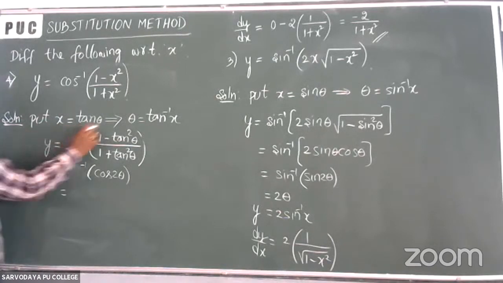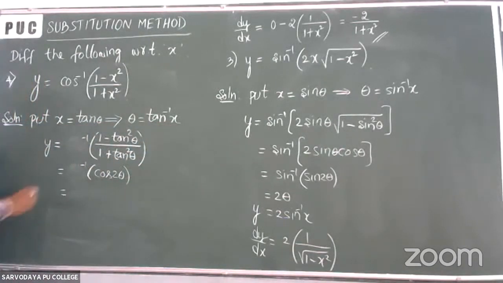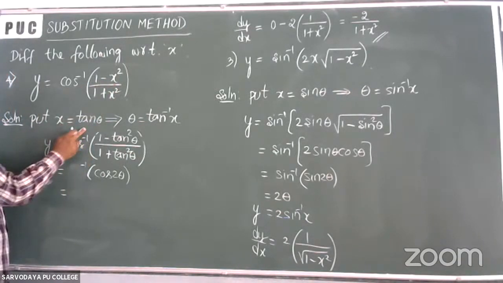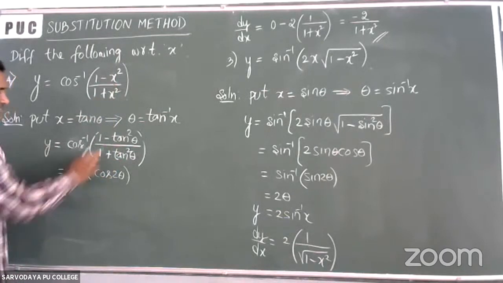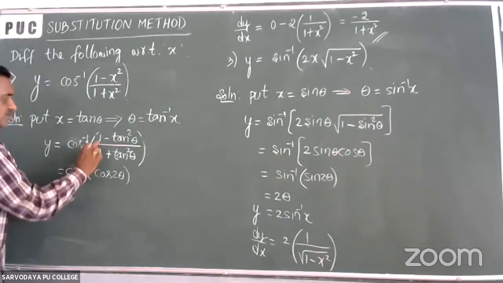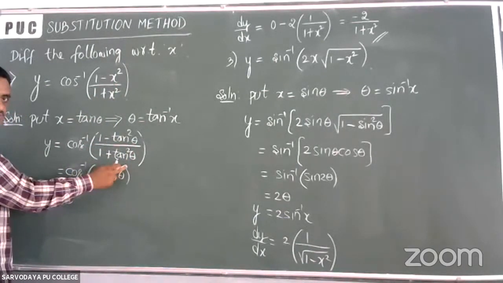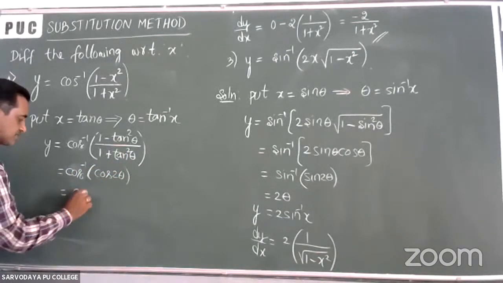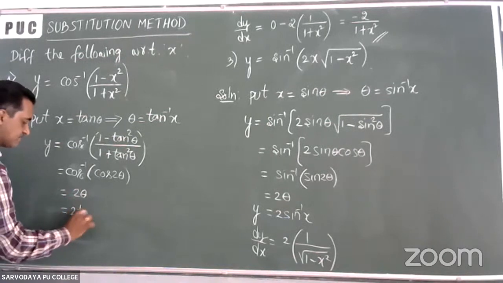Put x is equal to tan theta, theta is equal to tan inverse of x. Next, y is equal to cos inverse of, wherever there is x, substitute tan theta. This becomes (1 minus tan square theta) divided by (1 plus tan square theta), which by the formula is cos 2 theta. Cos inverse of cos 2 theta is 2 theta. So 2 into tan inverse x.